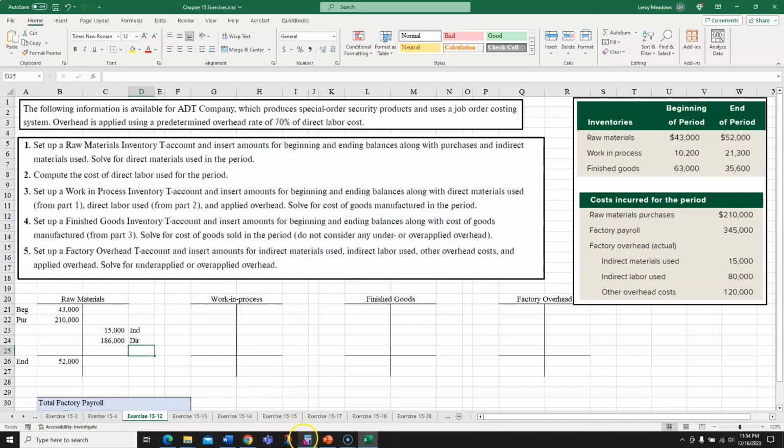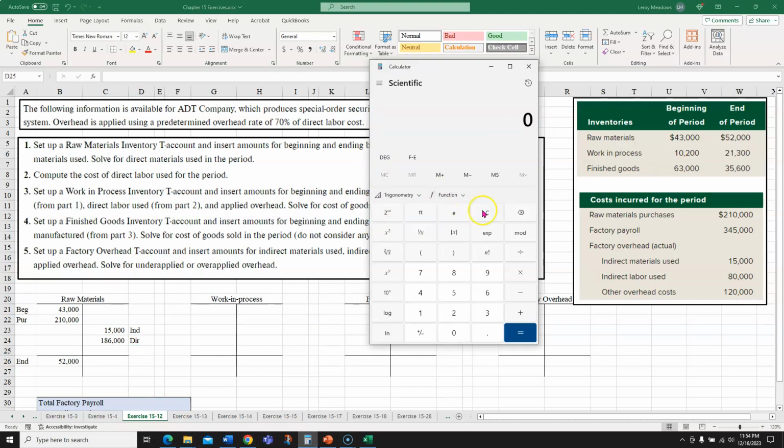Now, you might be wondering, how did I come up with that? So let's just verify our results. 43,000 plus 210,000 minus my 15,000 of indirect materials used, minus my direct materials used of 186,000. And does that leave me with 52,000? Yes, it does. So I plugged in my number to back into this to make sure that my calculation was correct.